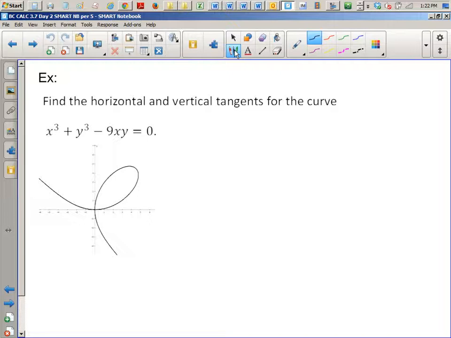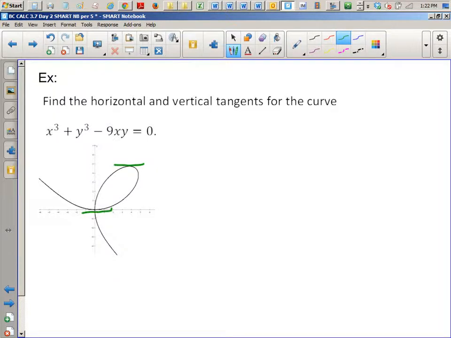So this problem is asking for the horizontal tangents and the vertical tangents. Okay? So we kind of need to understand what that means. If you have a horizontal tangent, that would be a line like this, right? And the slope would be 0, right? I see two of them.